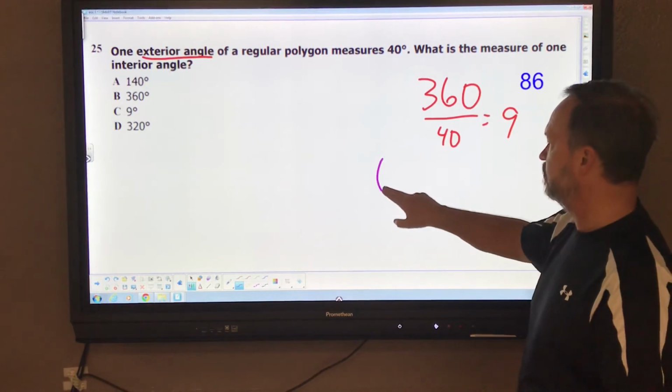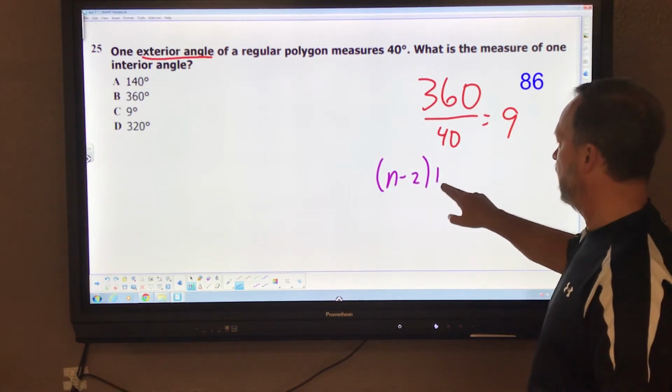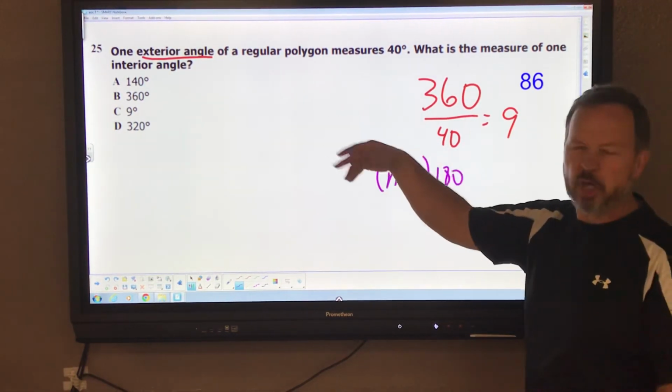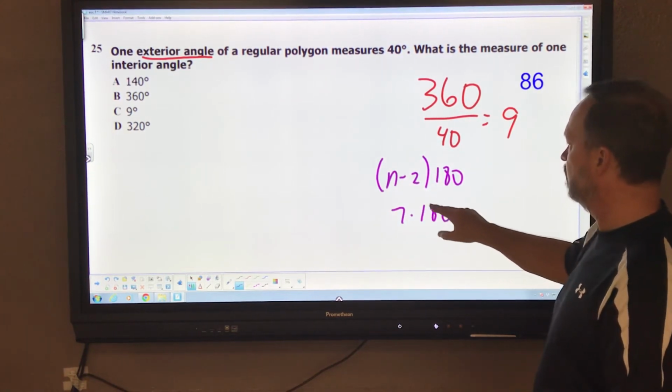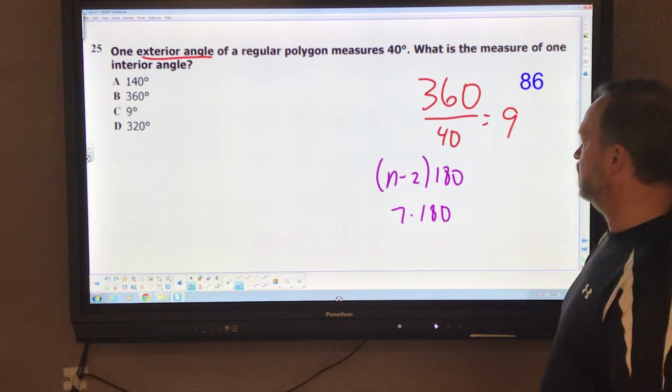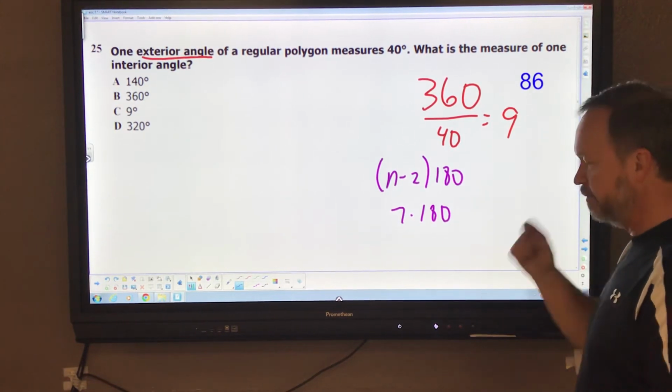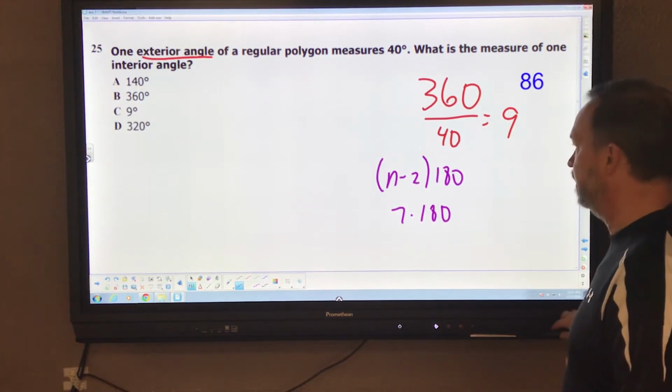Then you can find out how many degrees are in an interior angle of a nonagon. One way is to use the formula, n minus 2 times 180. Another is to do the chart or something like that. So in our case, that's 7 times 180, because 9 minus 2 is 7. And so that would not be too bad to figure out.